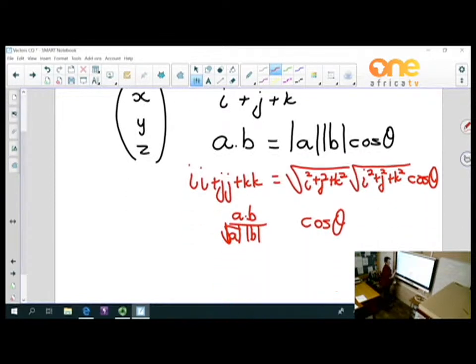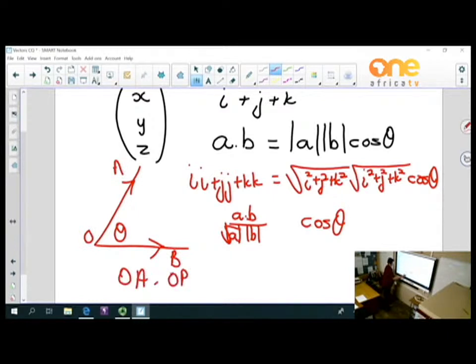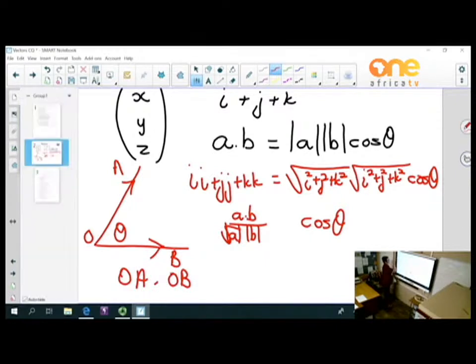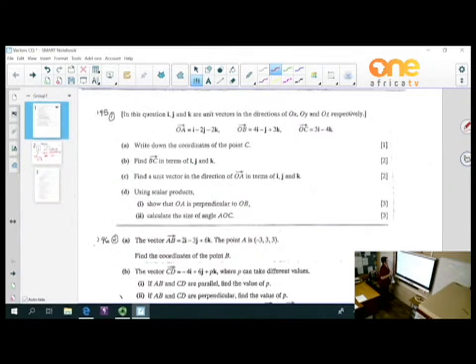What we must also clearly understand is that it is the angle between 2 vectors, arms out. Make sure that you don't change the direction here. So this is AOB, for instance. Then these are vectors OA and OB. That is what we will use, arms out. Right, now let's look at the questions.